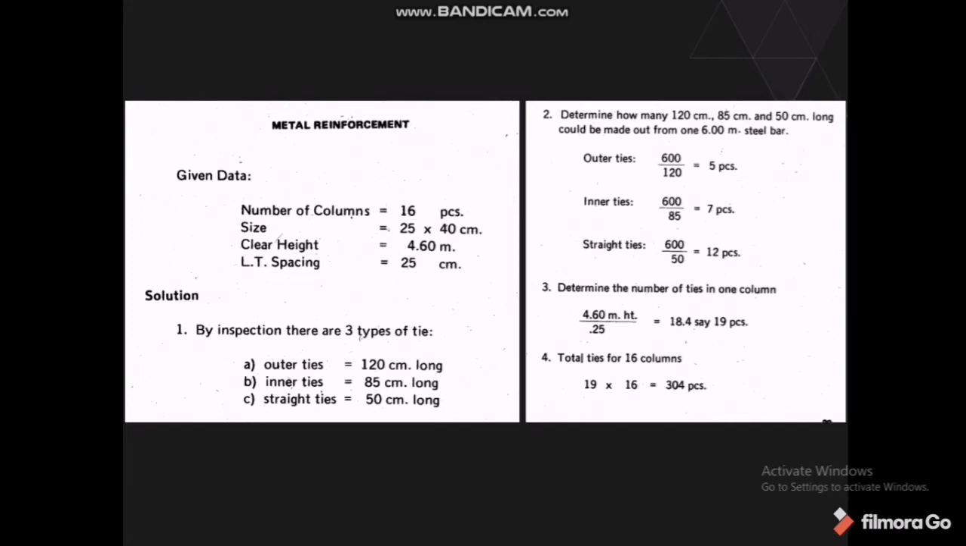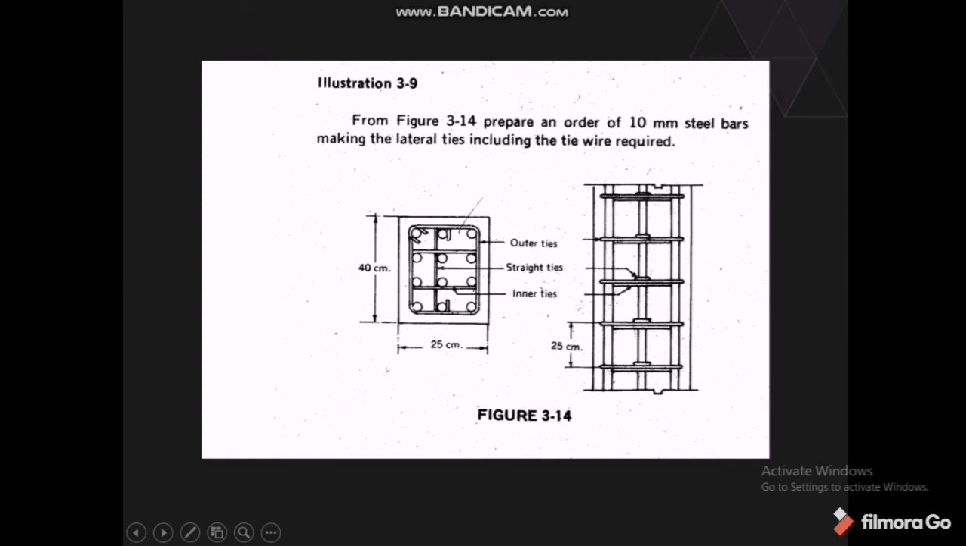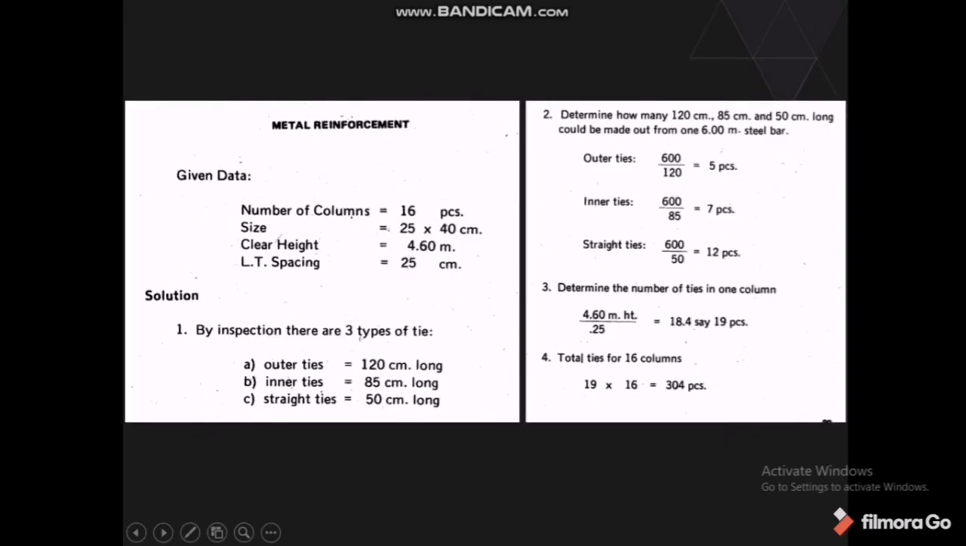So the first part of the solution is by inspection. In this figure, there are three types of tie: the outer ties, the straight ties, and the inner ties. The outer ties are 120 centimeter long, the inner ties are 85 centimeter long, and the straight ties are 50 centimeter long. For the second part, determine how many 120 centimeter, 85 centimeter and 50 centimeter ties could be made out from one 6-meter steel bar.